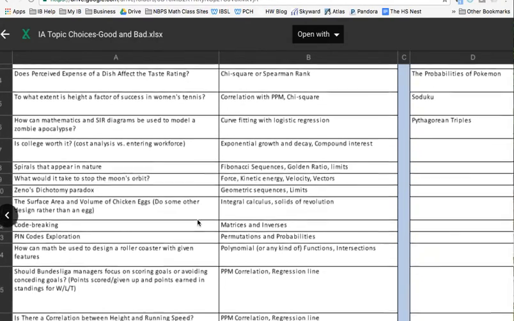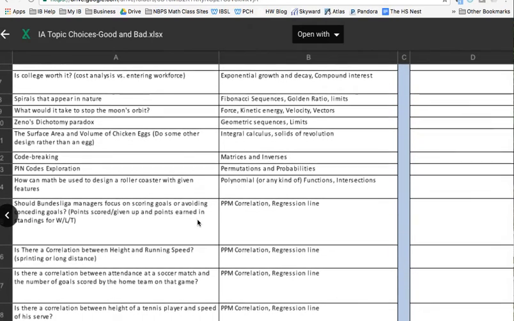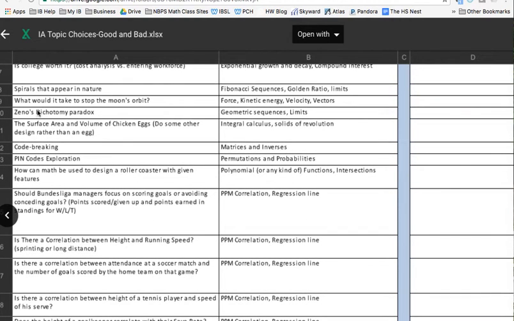Fibonacci sequence, there's a number of different things here that could be done. Zeno's dichotomy paradox is an interesting one for geometric sequences. There are ones for integral calculus, so those of you who are coming from calculus honors, maybe you want to do something with calculus. Basically anything involving calculus will definitely be on SL level, so that would be good.